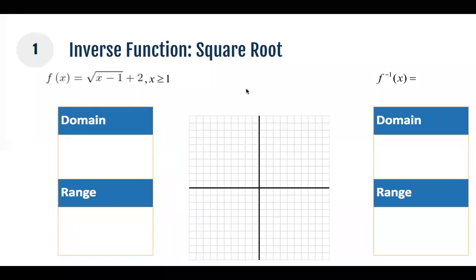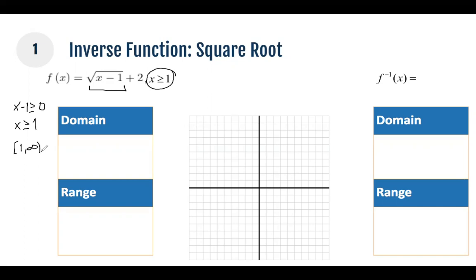In this example, we're going to find the inverse of this function. This is a square root function, so we need to find the domain. If you're not already given the domain, which you are on this one, you would have to use the expression inside the square root. So we would say that x minus 1 has to be greater than or equal to 0, and then you just isolate the x. So that's exactly the domain we were given. It means that the domain goes from 1 to infinity.